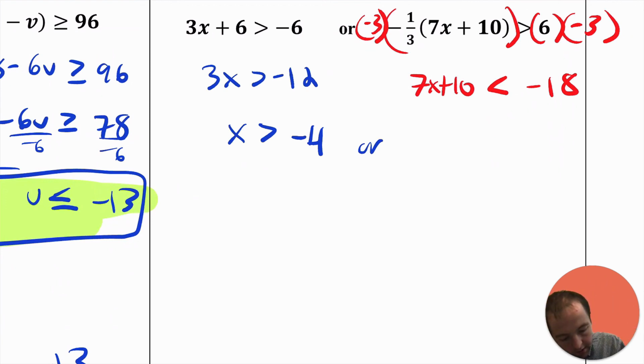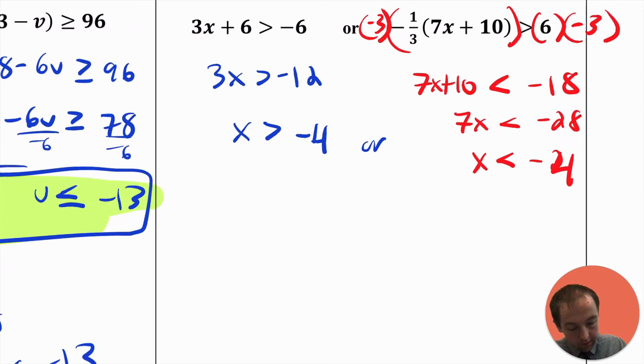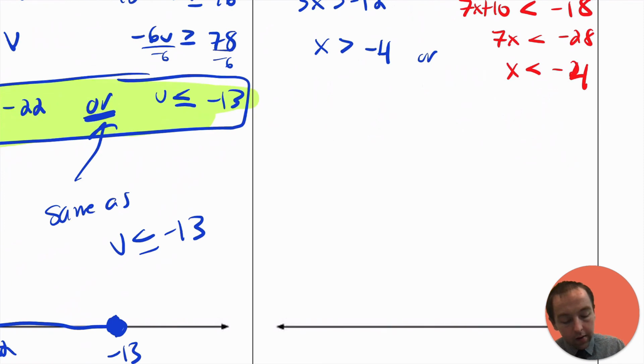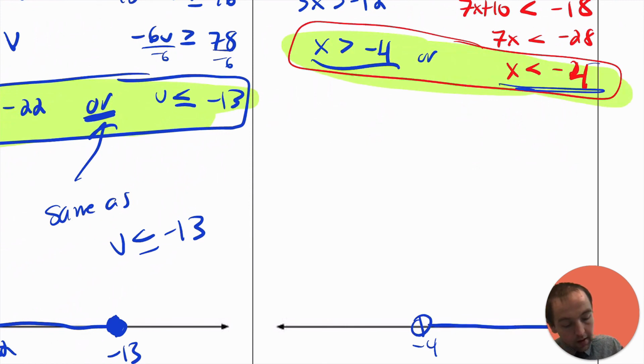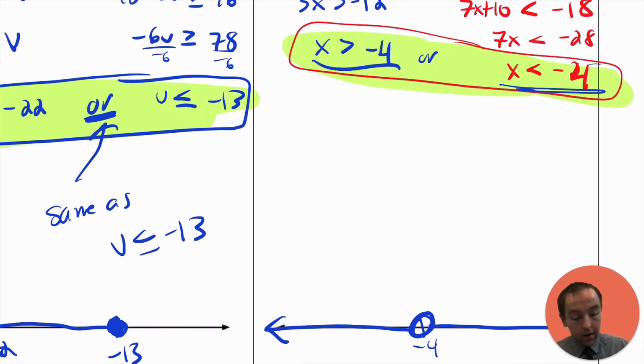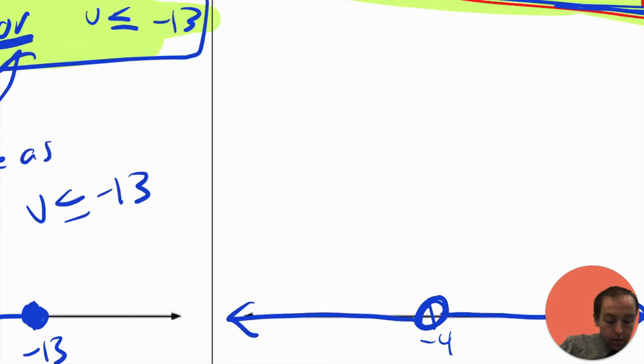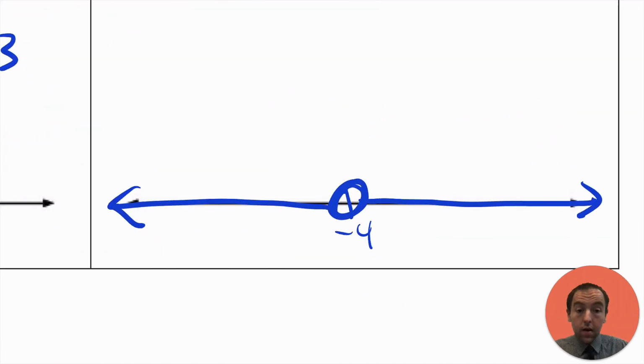Okay, so now we'll subtract 10, which is going to give us negative 28. Divide by 7. The inequality symbol does not flip because we divided by a positive. That gives us that. Okay, so we get x is greater than negative 4 or x is less than negative 4. So if this is where negative 4 is, this is saying that x has to be greater than negative 4, so empty circle. And this is saying that x is going to be less than negative 4, so empty circle. So it looks like the solutions that satisfy this compound inequality are pretty much every real number except negative 4.